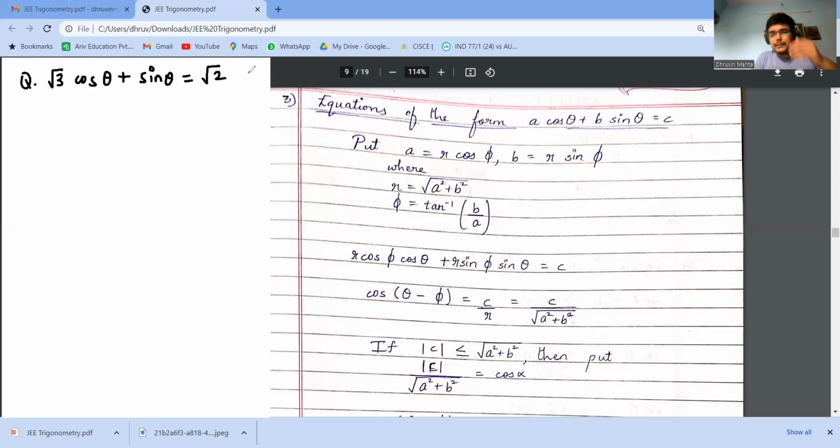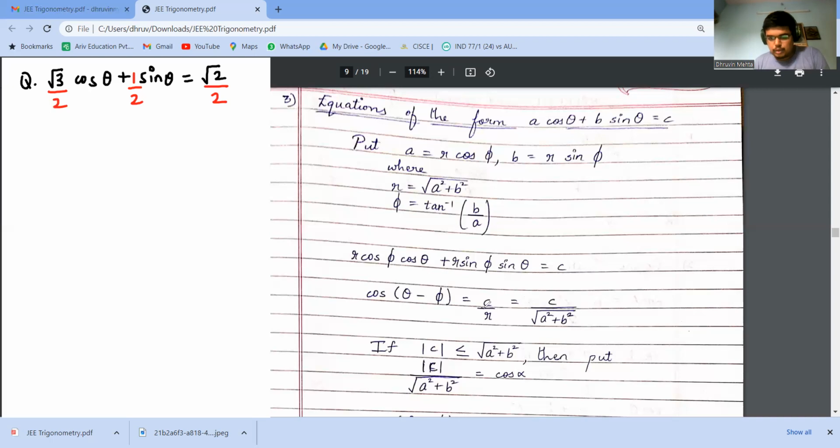So do you guys agree with me that sin and cos are related with √3 by 2, if not √3, right? So let's do one thing. Let us create √3 by 2. How will we create √3 by 2? I'll just divide by 2 everywhere. Just divide by 2.